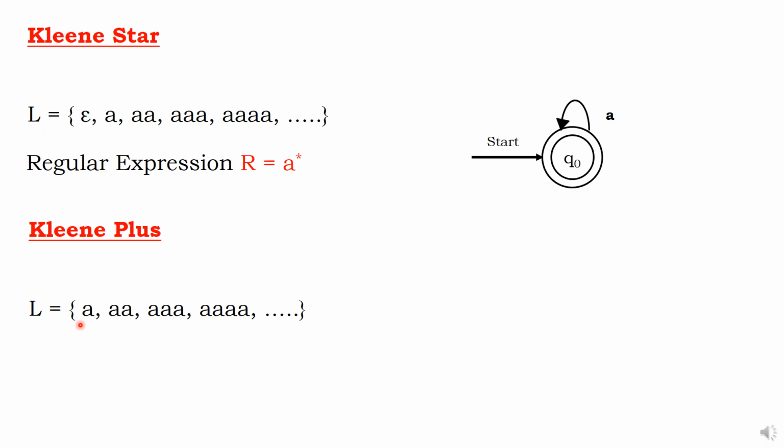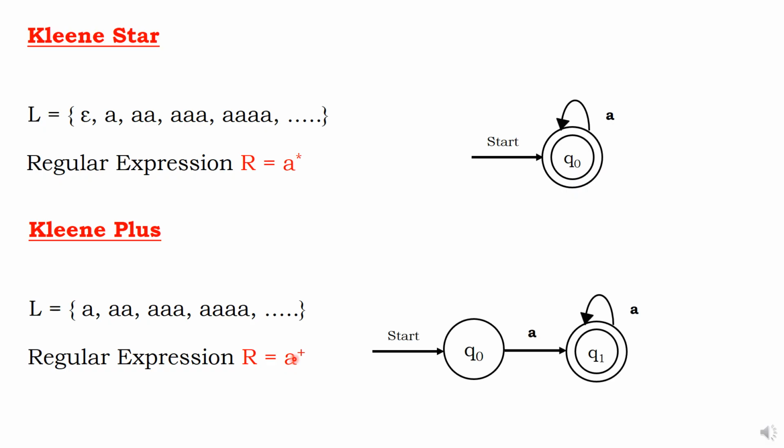That is minimum 1A is required. But how to draw the diagram? This diagram is representing minimum 1A as well as empty. The symbol is A plus. The diagram is something like this.